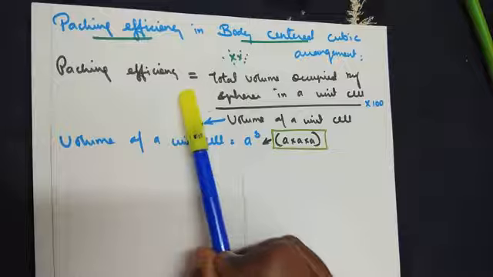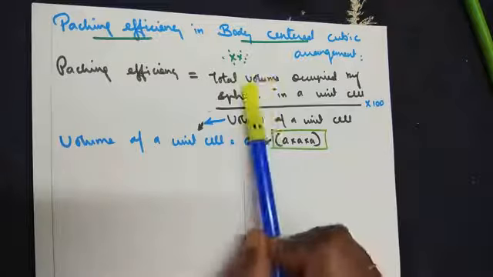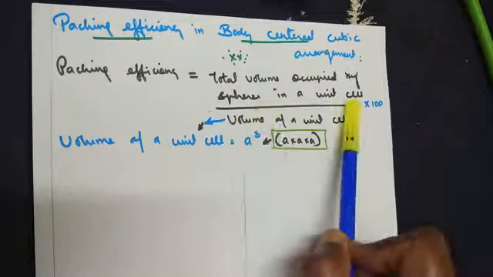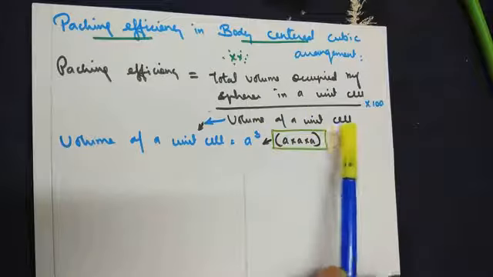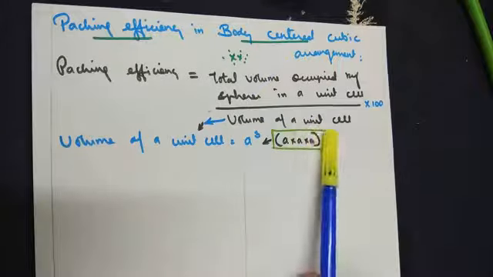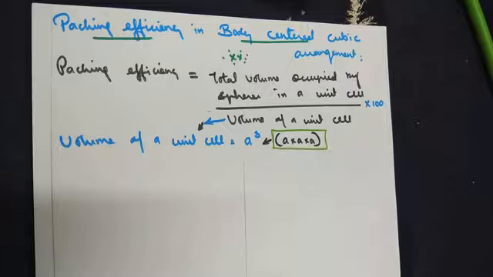Now, packing efficiency, the formula is total volume occupied by the spheres in a unit cell divided by the volume of a unit cell into 100. Volume of a unit cell, when we say it's a primitive type of unit cell. What's the meaning of primitive? Atoms or ions or molecules are present only at the corners.